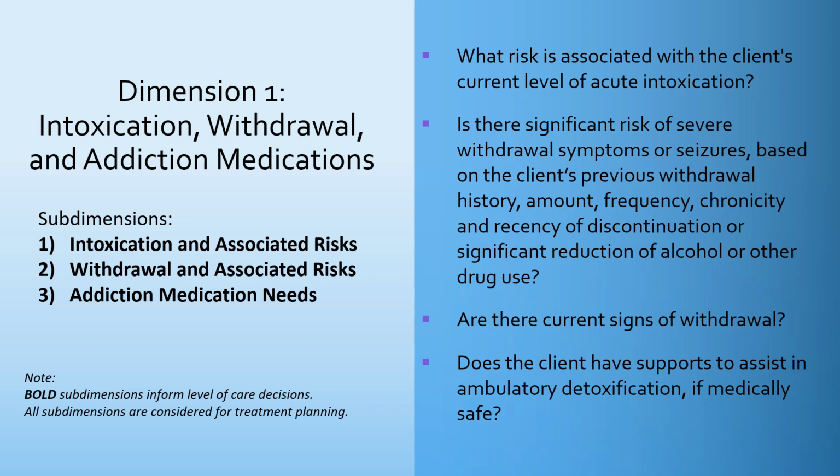Then on the right-hand side of each slide, we're going to see some questions that need to be asked and need to be addressed by this dimension. So for dimension 1, what is the risk associated with the client's current level of intoxication? If they are intoxicated, we want to know when they last used. Of course, we want to find out about their using history. So what are they using? When have they last used? Things like that. And is there a risk of severe withdrawal?